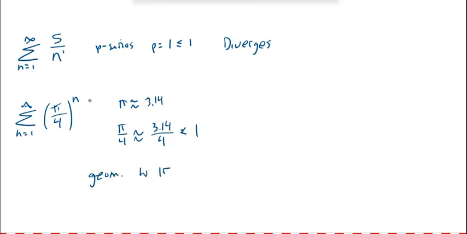So this is geometric with, I like to write, absolute value of r equal to pi over 4, which is less than 1. I know that the absolute value of r is the same as r here, but I just get in that muscle memory of writing absolute value of r. And then I write therefore converges by geometric series. All right, so the first one diverges, the second one converges.